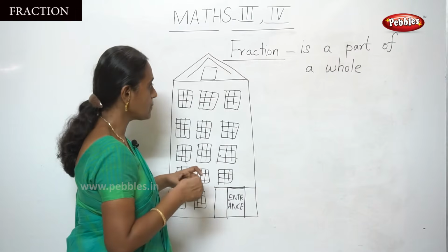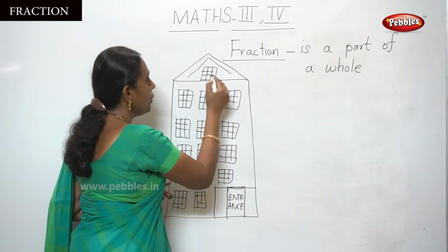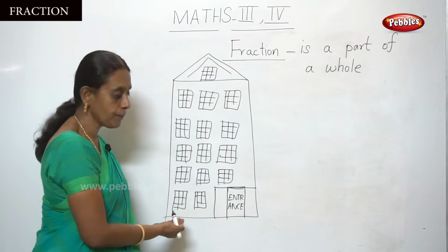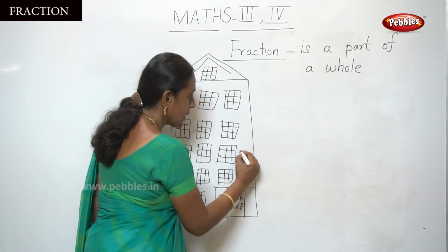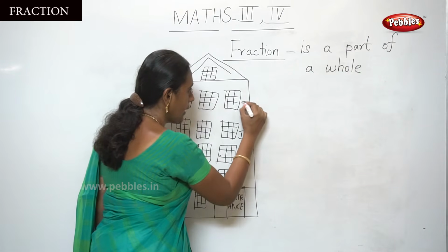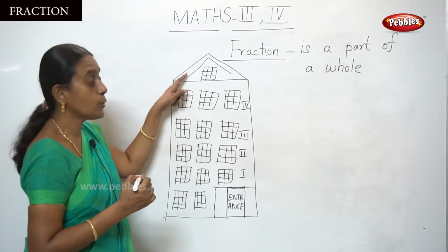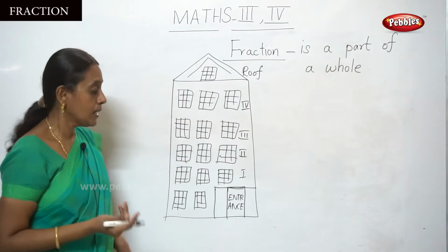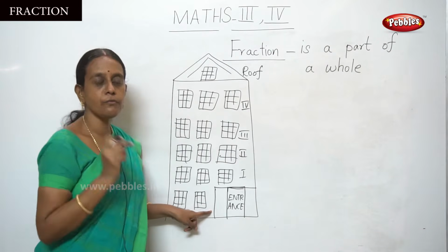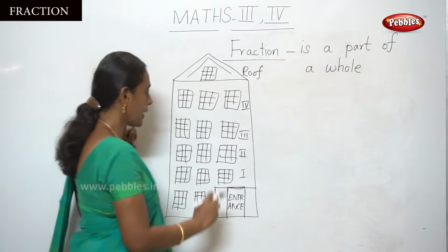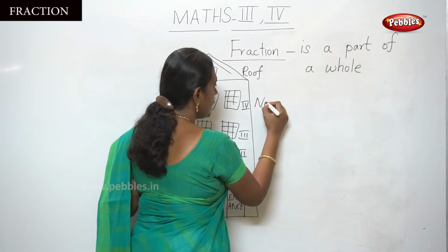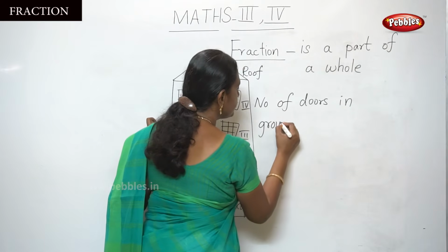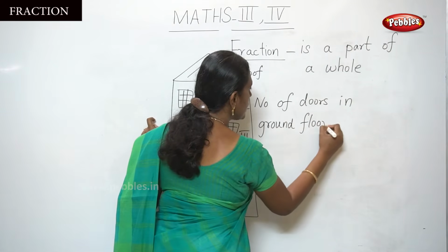Now you have to calculate the number of doors on each floor. This is the ground floor, this is the first floor and second floor. This one is the third floor and fourth floor, and this one is the roof. Now you are going to write the number of doors on the ground floor. I am going to write the question: number of doors in the ground floor.